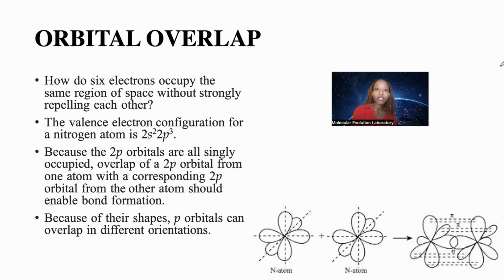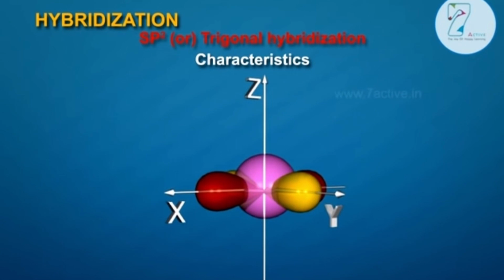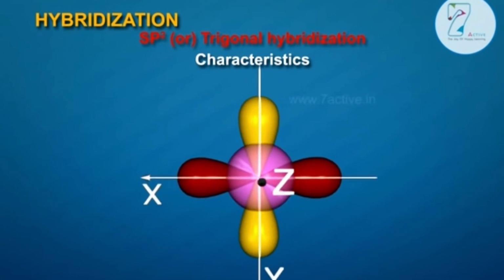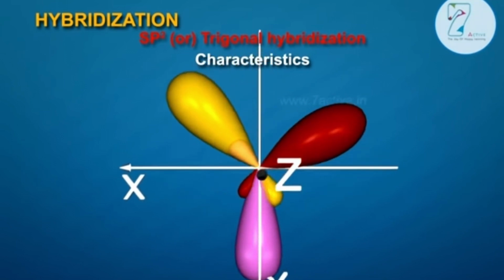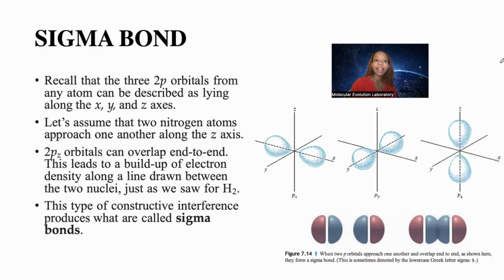The valence electron configuration for nitrogen is 2s2, 2p3, because the 2p orbitals are singly occupied. Overlap of a 2p orbital from one atom with a corresponding 2p orbital from another atom should enable bond formation. Because of their shapes, p orbitals can overlap in different orientations. As you can see here, the different orientations of overlap in the XYZ plane. Recall that the 3 2p orbitals from any atom can be described as lying along the XYZ axes.